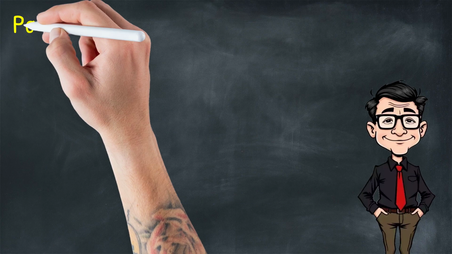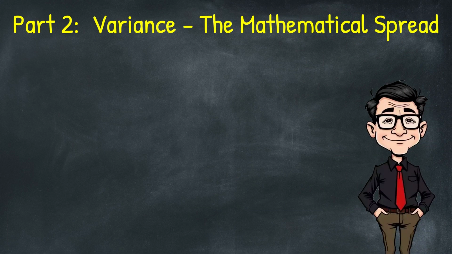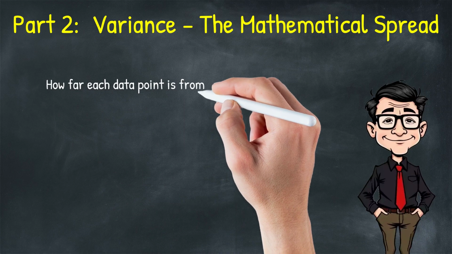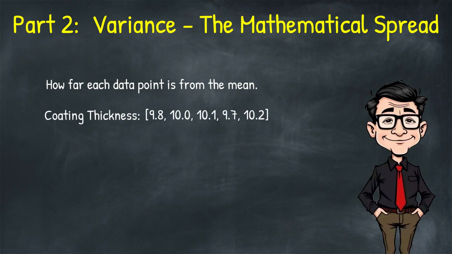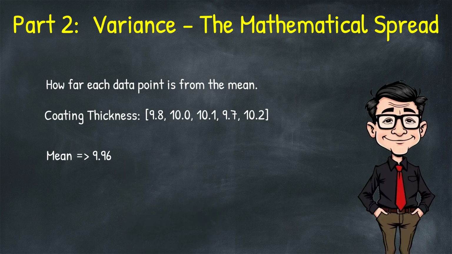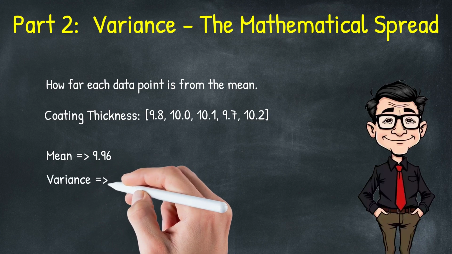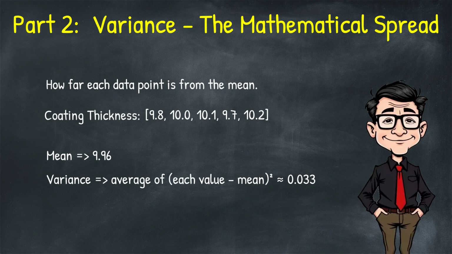Now let's get a bit deeper. Variance. Variance tells us how far each data point is from the mean on average. It's the average of the squared differences from the mean. For example, using the same dataset, 9.8, 10.0, 10.1, 9.7, 10.2. Mean is 9.96. Variance is the average of the squared difference of each value minus the mean, approximately 0.033.